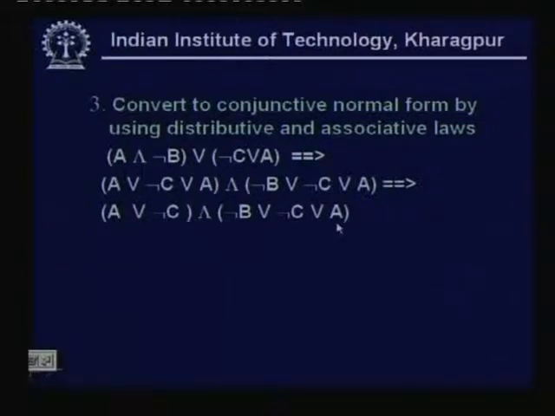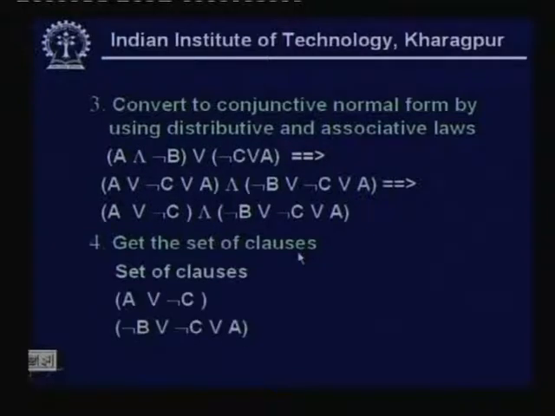Each of these clauses can be looked upon as separate clauses which are true. So, we have to get the set of clauses. A or not C is one clause, not B or not C or A is another clause. Thereby we derived the conjunctive normal form, but the conjunctive normal form consists of a conjunction of individual parts which are themselves in disjunctive normal form. So, they are clauses. We have got two clauses over here.